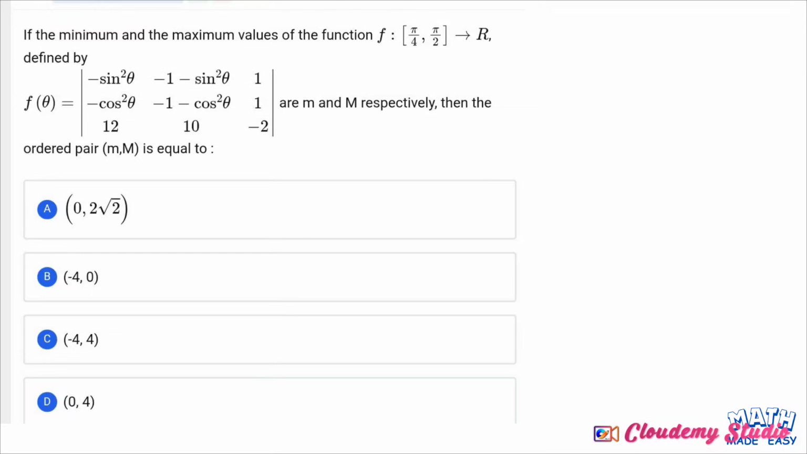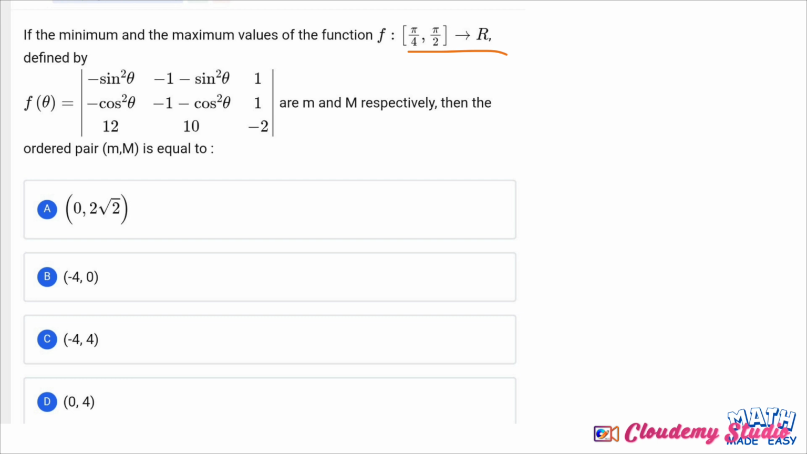Here we are solving matrices questions that are very useful for JEE Mains and other competitive examinations, engineering exams. So our question is: if the minimum and maximum values of the function f, for theta from pi by 4 to pi by 2, are given, defined by this, then m and n are the minimum and maximum values.